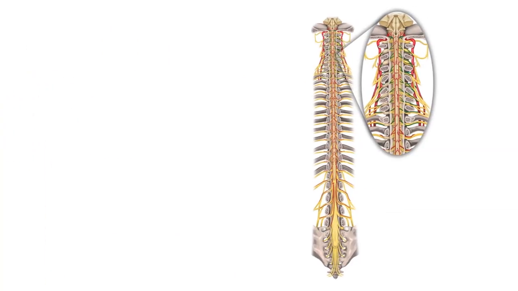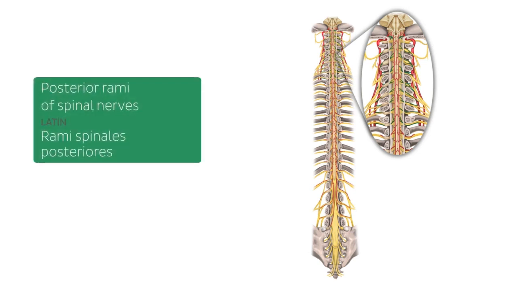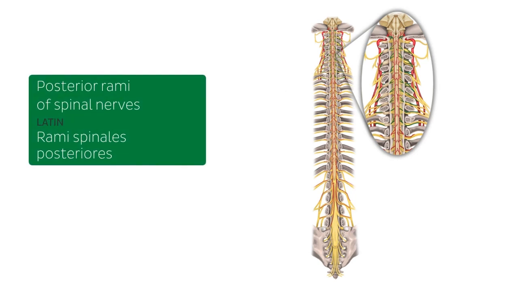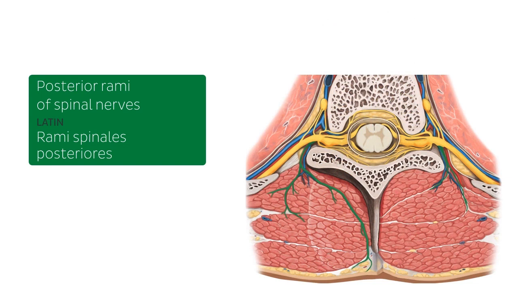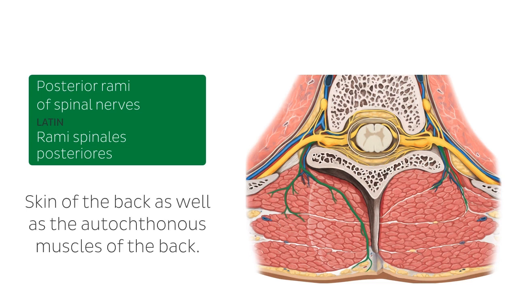Shortly after the spinal nerve exits the intervertebral foramen, it splits into 2 major rami, the ventral and the dorsal rami. If we zoom in on this image, we can partially see the dorsal or posterior rami. Once again, in this image, we can see the posterior ramus as it divides from its anterior ramus. It then further divides to give off medial and lateral branches that you see here, which supply the skin of the back as well as the autochthonous muscles of the back.